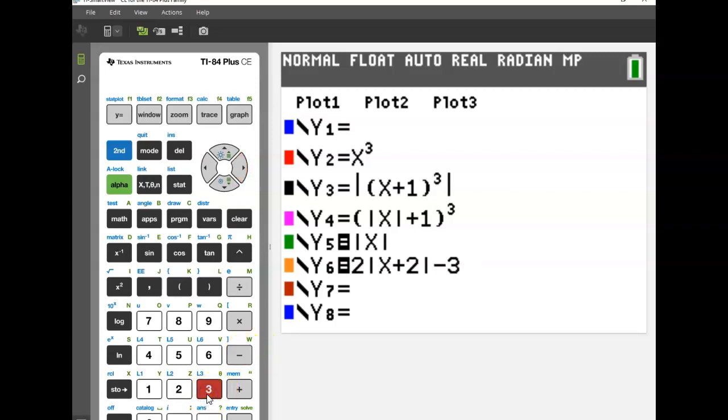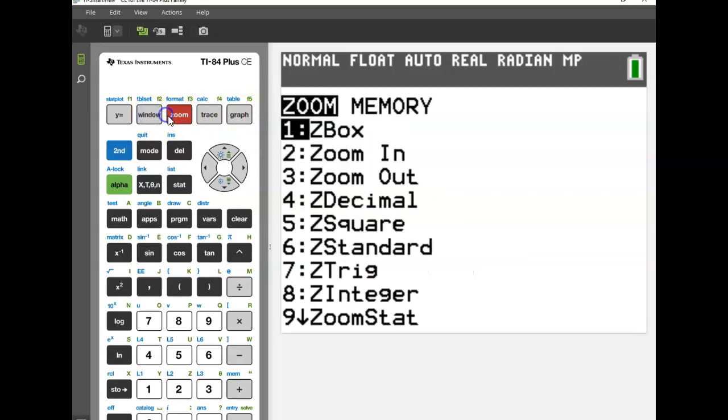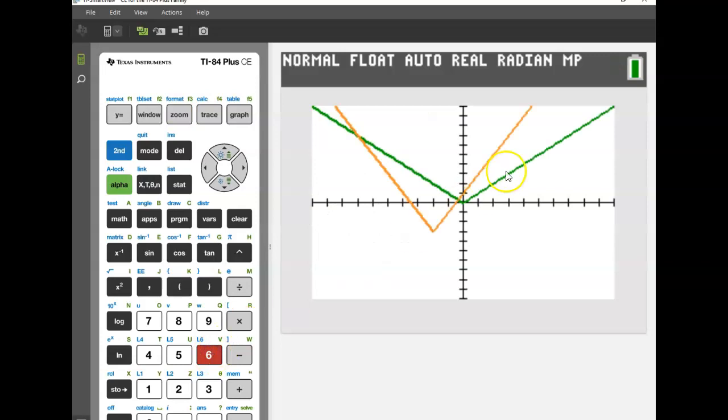-3. Did I shift mine? I don't remember going right. Did I? Hope I did. Left 2. I did shift it left 2? Okay. Anyway, here's the graph in a standard window. Is that what ours look like? I hope.